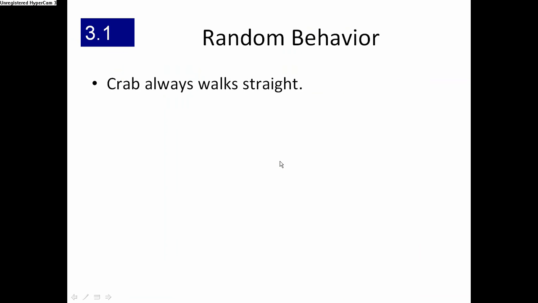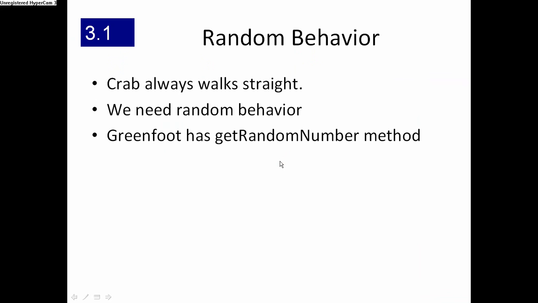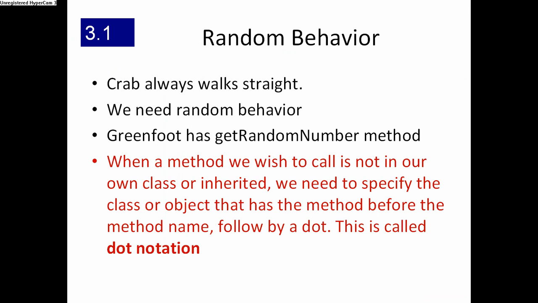Alright, so this is what we talked about. The crab always walks straight. We need to add random behavior. And luckily, Greenfoot has a get random number method that's going to help us to do just that. Okay, take this note. When a method we wish to call is not in our own class and is not inherited, we need to specify the class or object that has the method before the method name, followed by a dot. This is called the dot notation. Take that note.